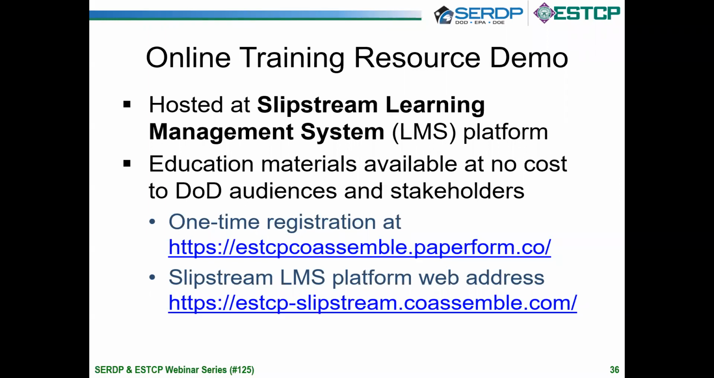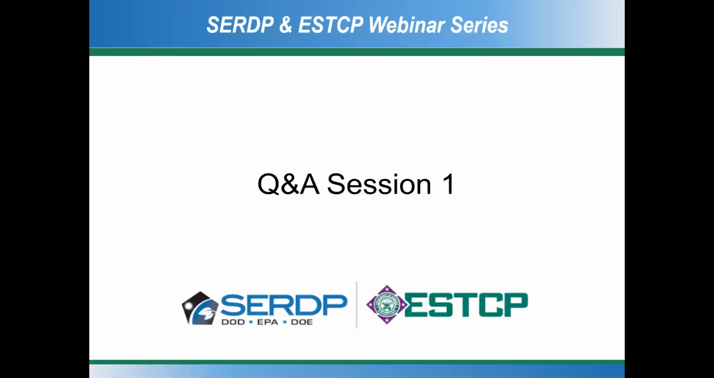And then once you register, you need to confirm your email address. Then you can access the Slipstream LMS platform through this link, ESTCP-slipstream.coassemble.com. Currently, there is just one course, the Task 2 Advanced Control Training course for DoD managers. Around June, we should have Task 3, which is the training courses for DoD engineers and facility staff as well. And that's all I have.